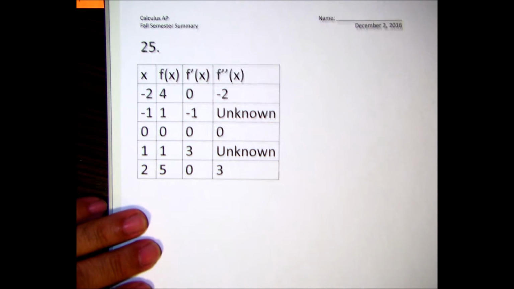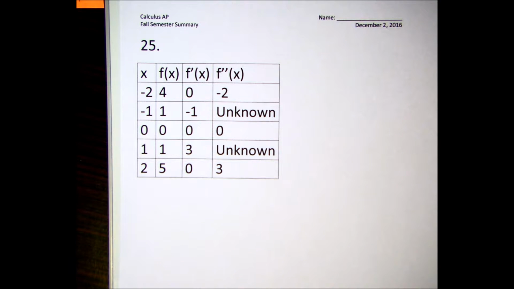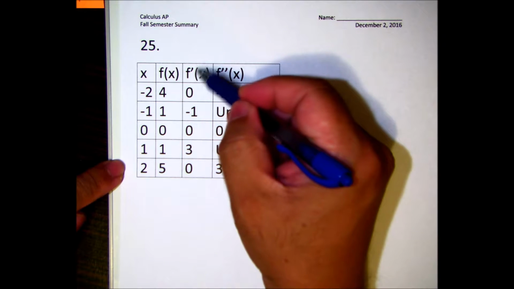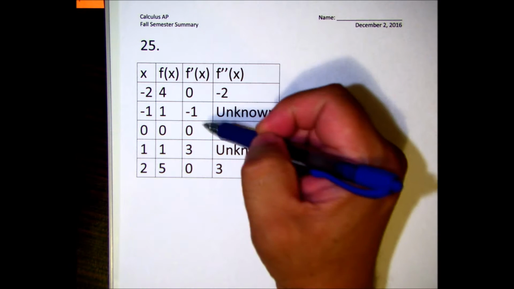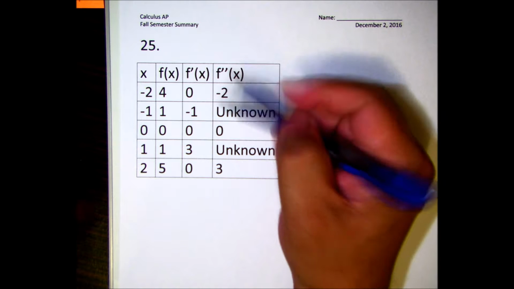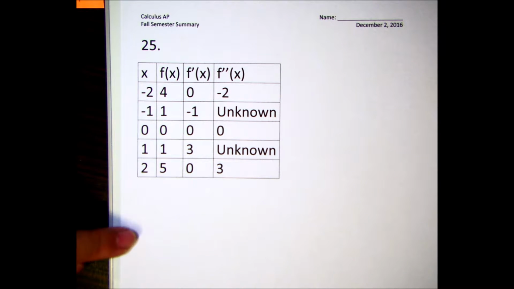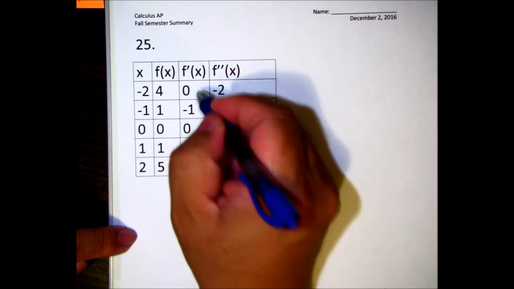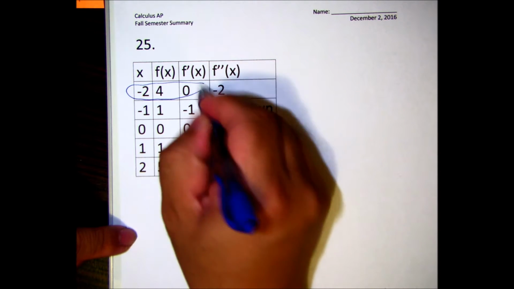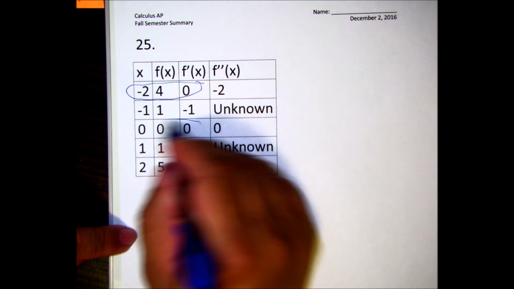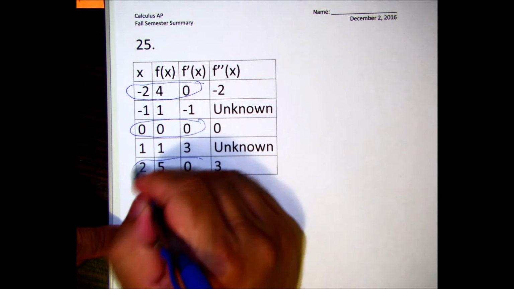25. Now in this one, we're given different values. We're given the second derivative. Also, even though this is a critical point, we're not given any information before that. So we can't use the first derivative test. We're required to use the second derivative test. Well, anyway, what I'm going to do is circle the critical values first. So here we have a critical value, right? Because the derivative is 0. Here we have a critical value, and here we have a critical value.